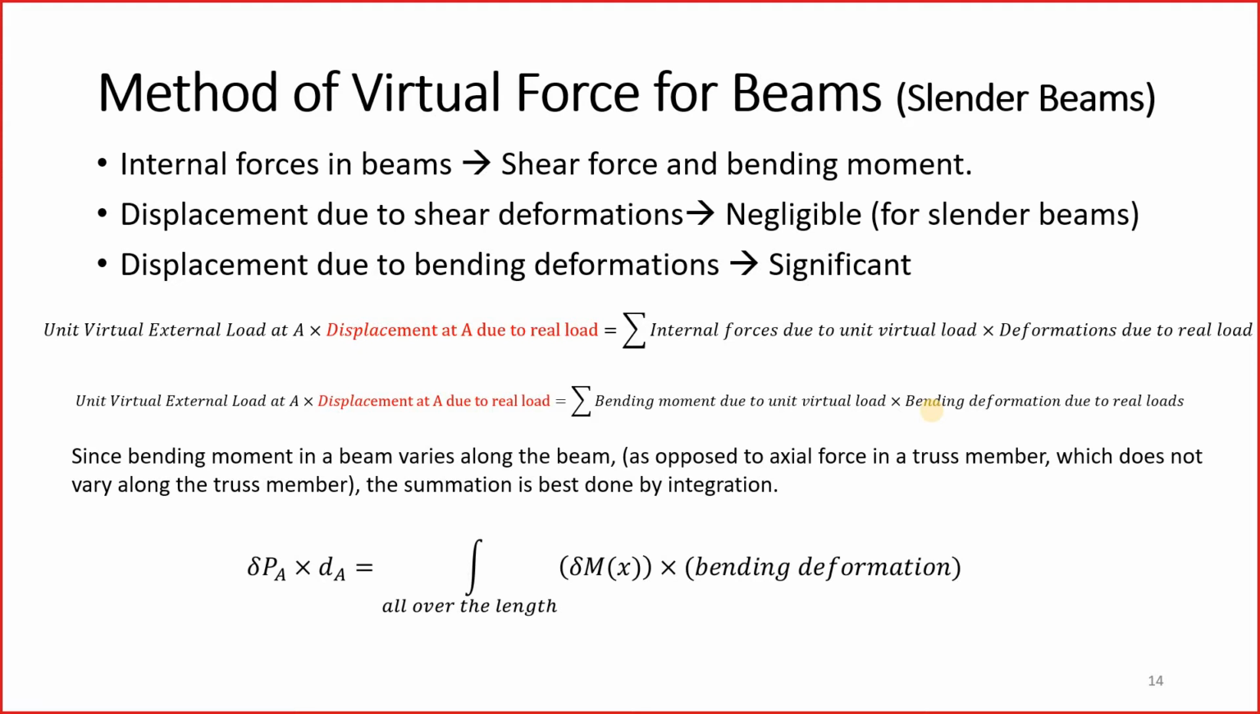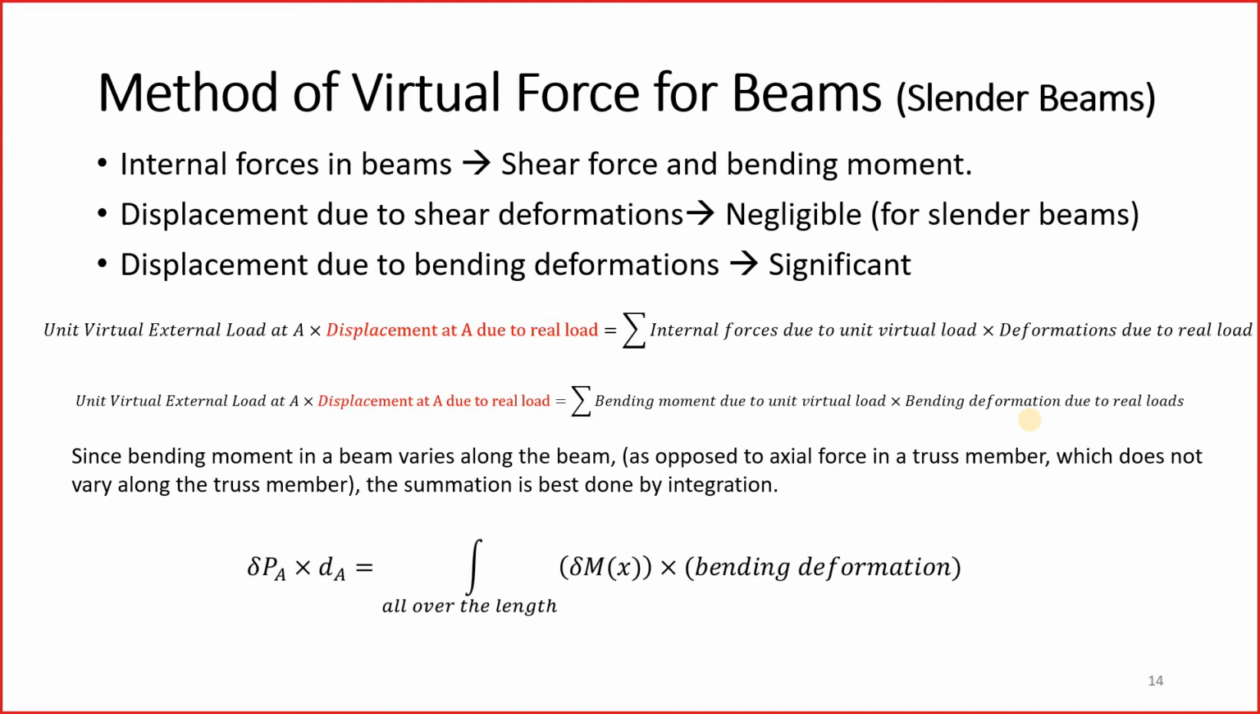But in case of a beam, bending moment is the internal force, and bending moment is not constant throughout the span of the beam. Bending moment of course varies along the span of the beam, and this is the reason you need to draw bending moment diagrams, because you need to show the distribution of the bending moment along the span of the beam. So we have different bending moment at different locations, and correspondingly we have different bending deformations at different locations along the beam.